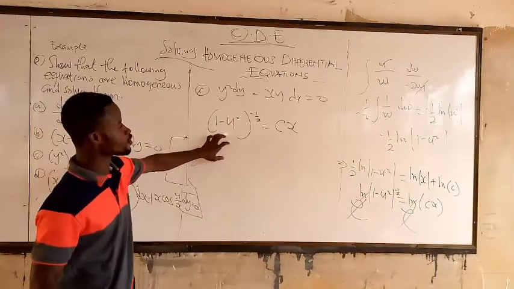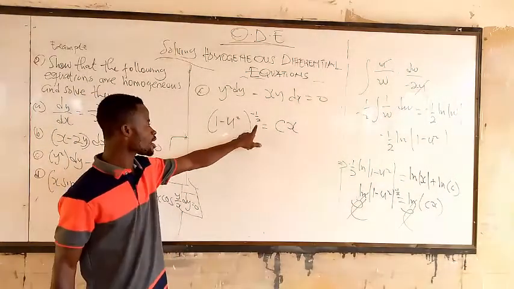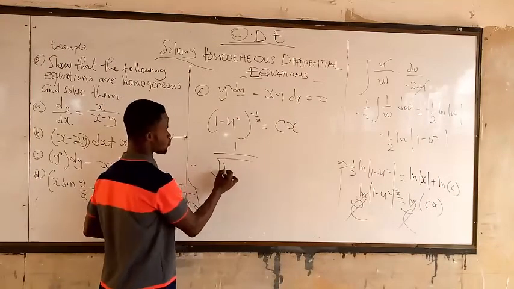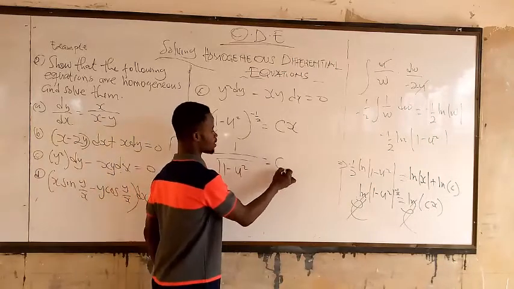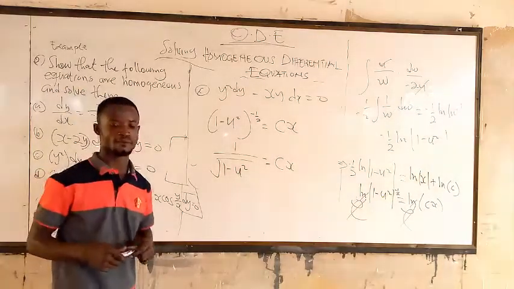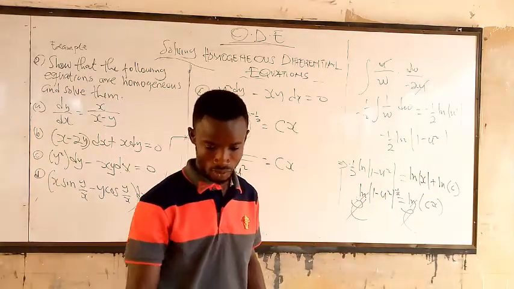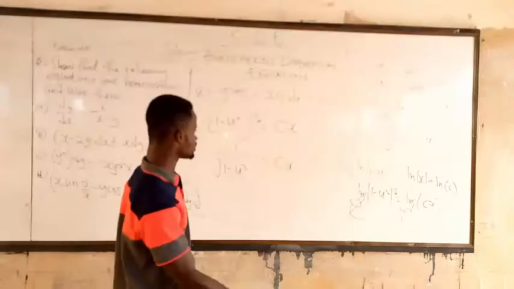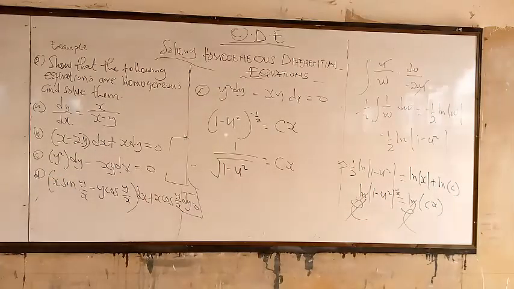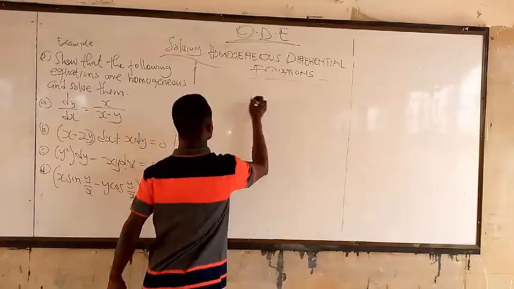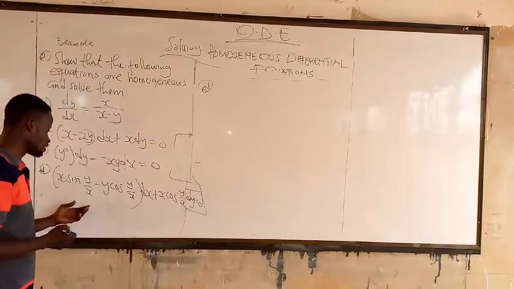So this is going to be the general solution because we have c in it. But you can still continue with it because we can write this as 1 over the square root of 1 minus u squared, which is equal to cx. You can leave it as this, and that is a general solution. Alright. Let's look at our last example, which is the D.